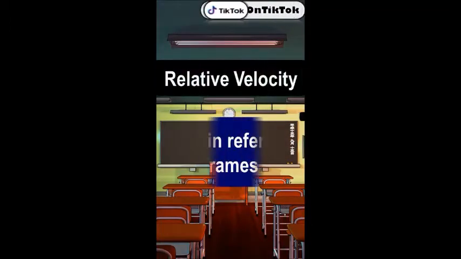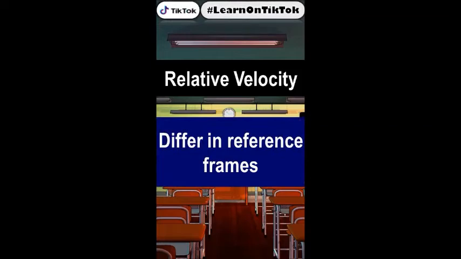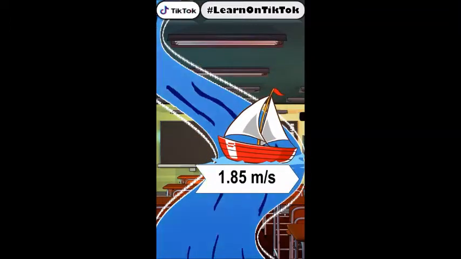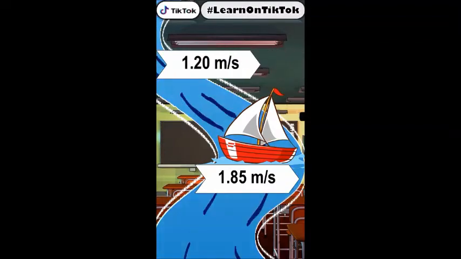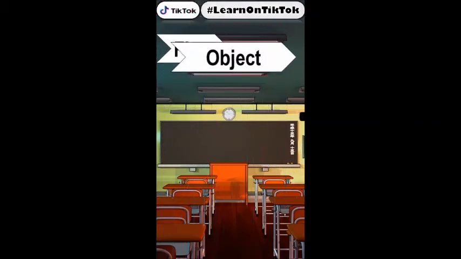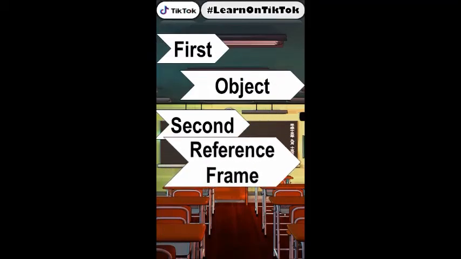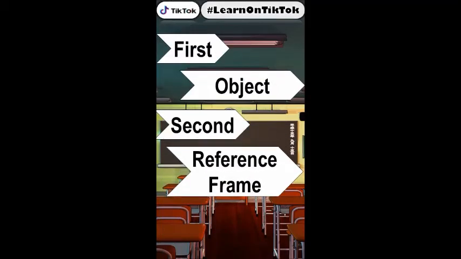The magnitude of relative velocities may differ in different reference frames. Meaning, it depends on how you look at a moving object. For example, a boat's speed in still water is 1.85 meters per second. The boat travels directly across a river whose current has a speed of 1.20 meters per second. When dealing with relative velocity, each must be labeled with two subscripts. The first refers to the object, the second refers to the reference frame.